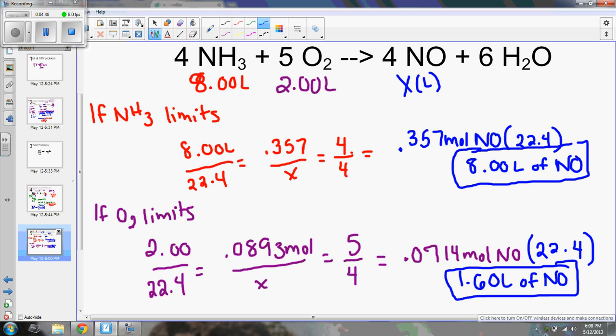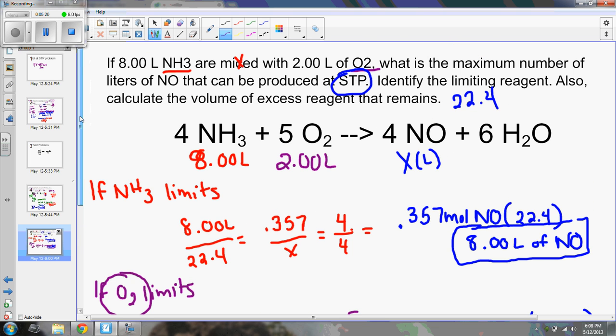I have my 2 answers, and I look at whichever one is smaller, and I can see very easily that 1.60 liters is less than 8 liters. So whichever one is smaller is going to be the limiting reagent. As we see here, O2 is limiting. Once the O2 is used up, my reaction will stop and nothing else will be made. No more NO will be made. So for the first part, when it asks, identify the limiting reagent, I did. It is O2.